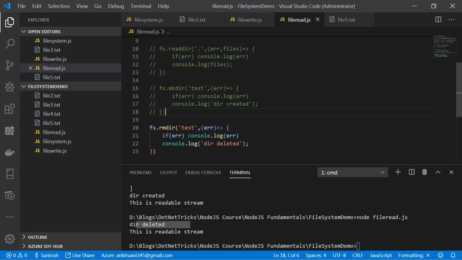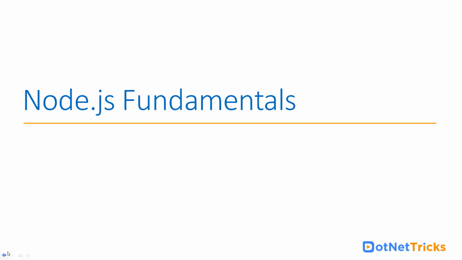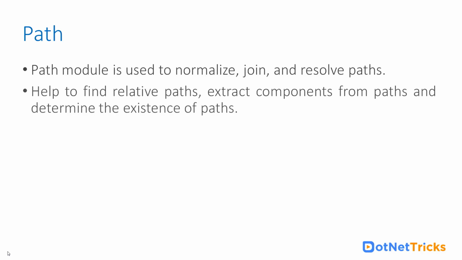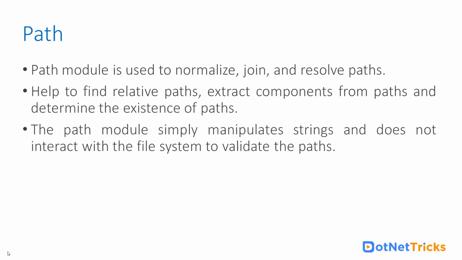Next we will discuss path. In this video we will discuss our next and last API, which is known as path. So the path API is used to work with the path, which can be used to normalize the path, join the path, or resolve the path. It also helps us to find the relative path or extract a component from a path. For example, it can be the extension, or it can be the directory name. So those are the components which we are talking about.